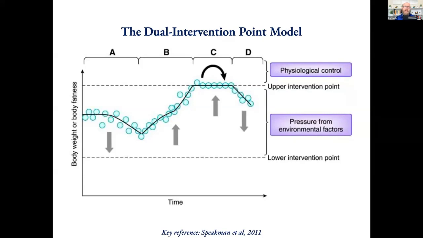So when you view this idea of constrained energy expenditure through an evolutionary prism and with this dual intervention point model in mind, you can imagine that one of the levers, one of the mechanisms we have to avoid really precipitous drops in body fat is perhaps we can alter our energy expenditure with some compensatory mechanisms.